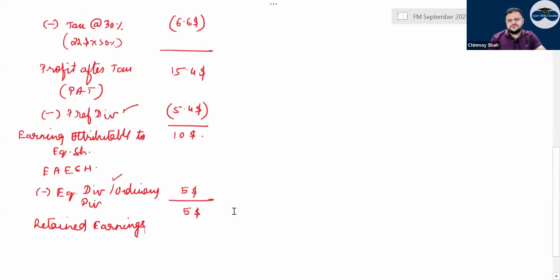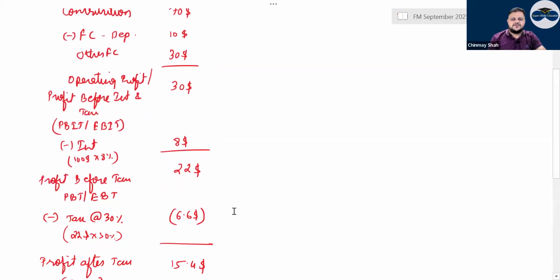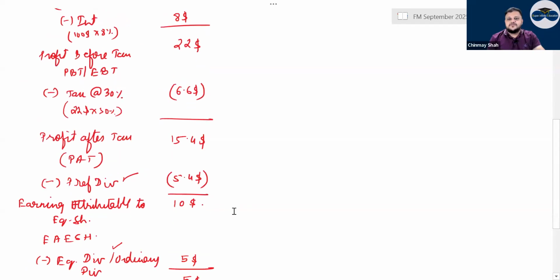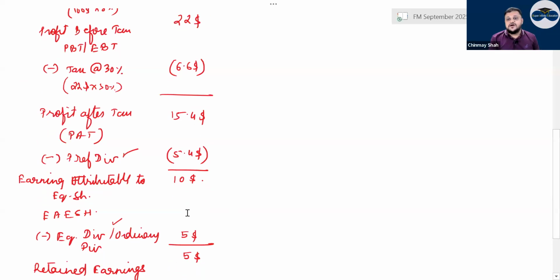Retained earnings, $5. This is the profitability ratio. Now, sir, all this you are doing, EPS, correct? Before paying the equity shareholder, how much money did the company have in its pocket? How much was the earning that could be given? See, $10 is the earning attributable to equity shareholders. You could pay the full $10 as dividend, correct? But you decide only $5, and $5 you will retain in the business.